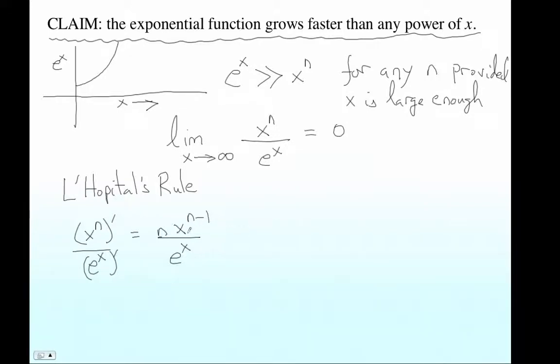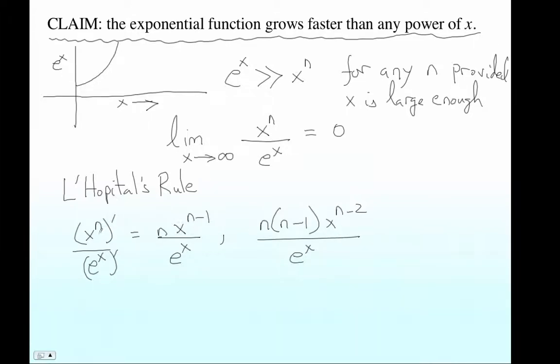Now, clearly, this is not good enough, because as x goes to infinity, the numerator is infinite, so is the denominator. So we go to the second differentiation, in which case we will get n into n minus 1 and x to the n minus 2 over, again, e to the x, because if I differentiate e to the x, again I get e to the x.